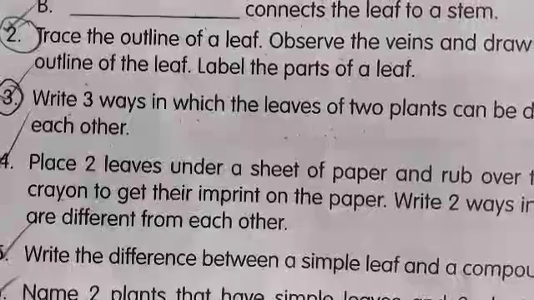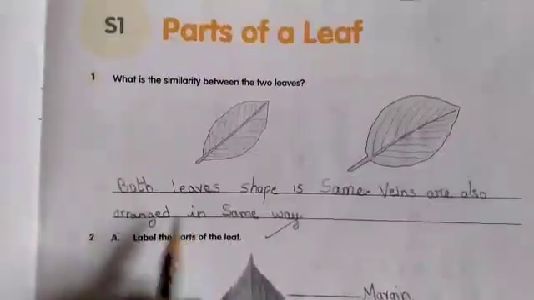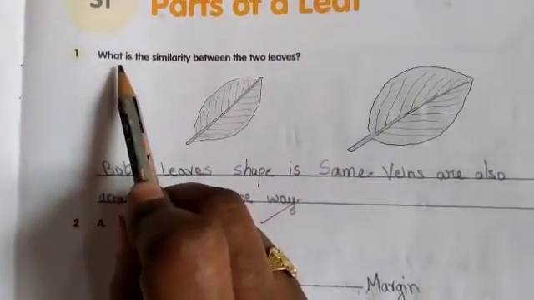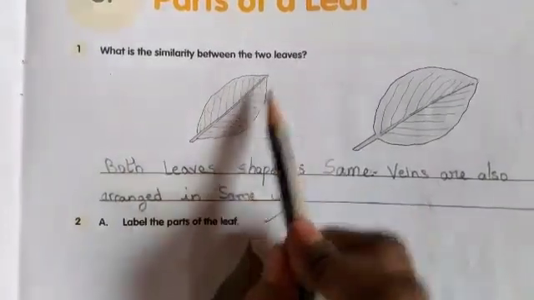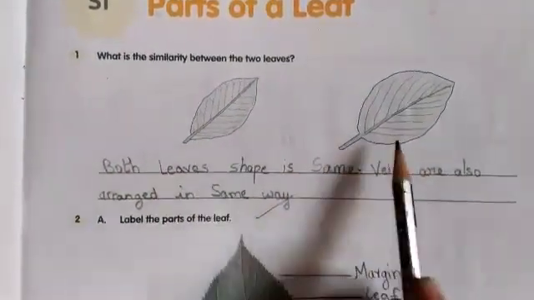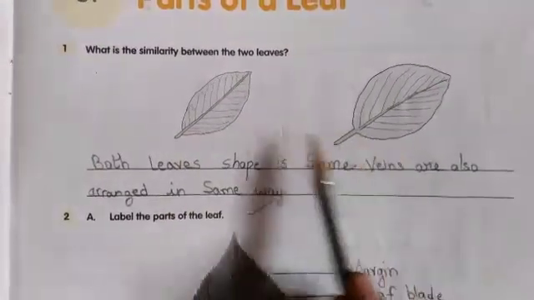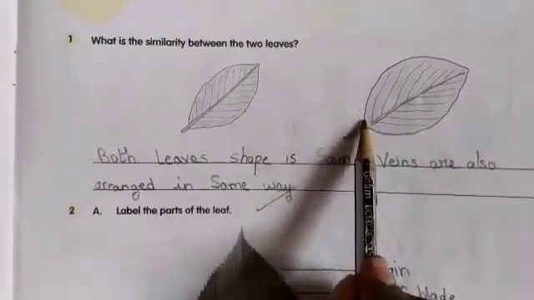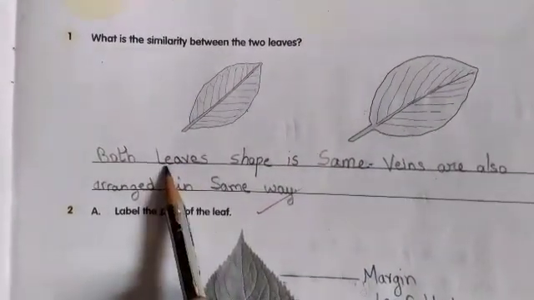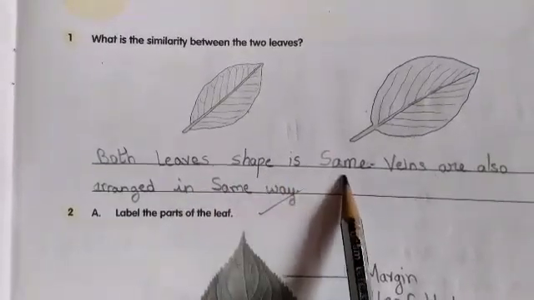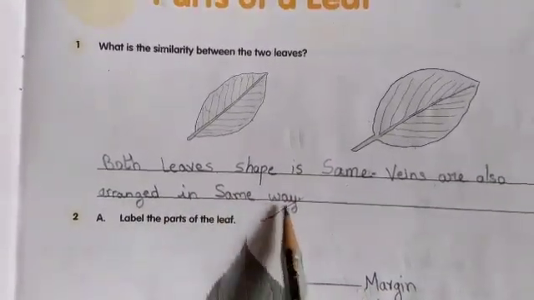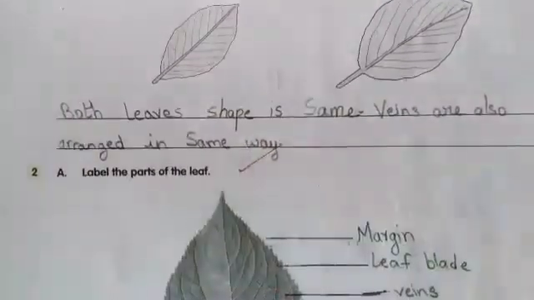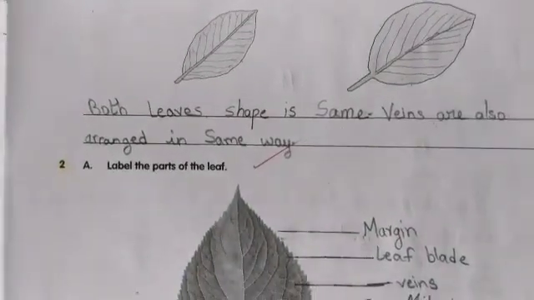Now we'll see the workbook, children. Now see the workbook. S1, parts of a leaf. First one, what is the similarity between the 2 leaves? So in this way you may get any 2 different leaves and they may ask you to find out the similarity between the 2 leaves and the differences between the 2 leaves. So here they are asking similarity. Both leaves' shape is the same here and veins are also arranged in the same way. So you have to identify the similarity between the 2 leaves.